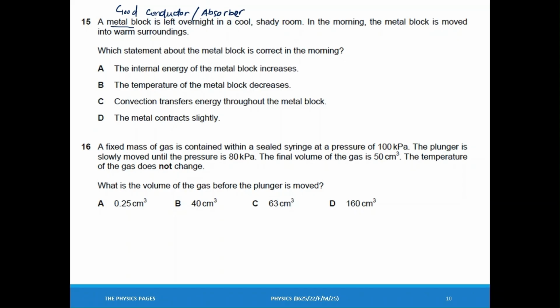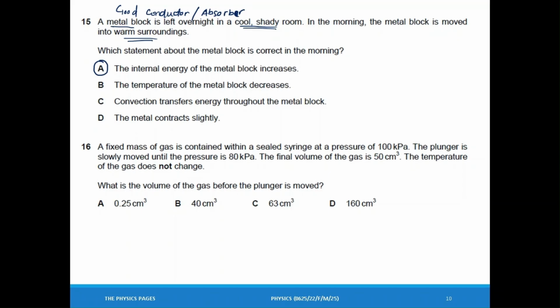Now, when it is a good absorber or good emitter, it means it can absorb heat quickly. Now, it was in the night in the cold, shady room. When it went to the warm surroundings, it absorbs heat quickly. When heat is absorbed, temperature rises, and this can increase the internal energy. So option A is a very good choice for this question.